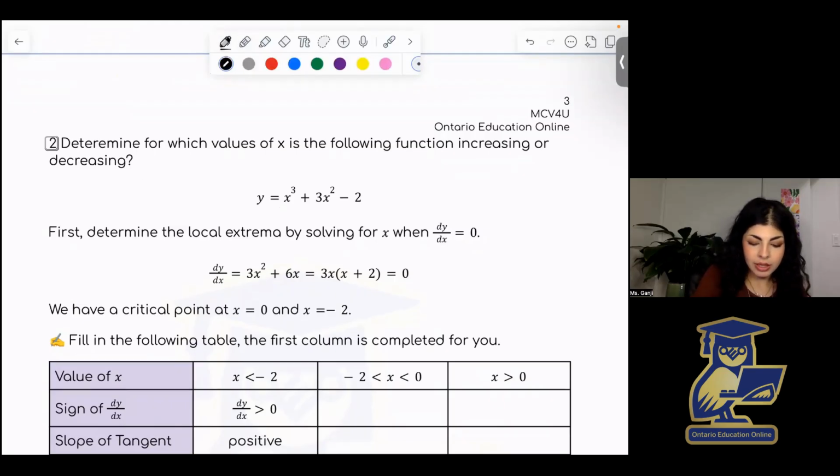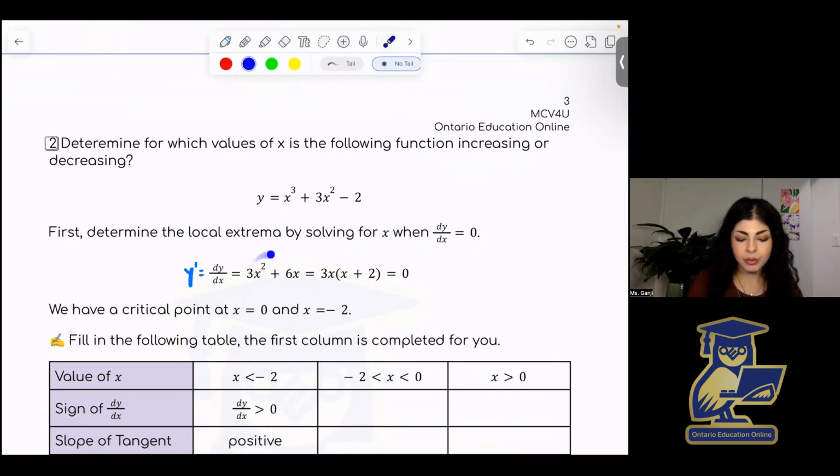So y prime is equal to, using my derivative rule, 3x squared plus 6x, and the -2 is just a constant, so it's not contributing to our derivative. Now factoring this, I have 3x times (x plus 2), so this is equal to 0 when x is equal to 0 or when x is -2. So now we have two candidates for our local extrema, and we want to find out if each is a maximum or a minimum, and based on that, we're going to determine the intervals of increase or decrease.